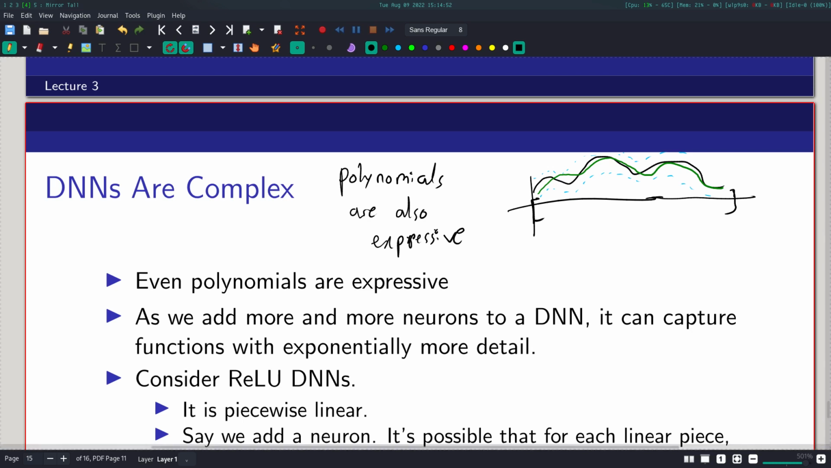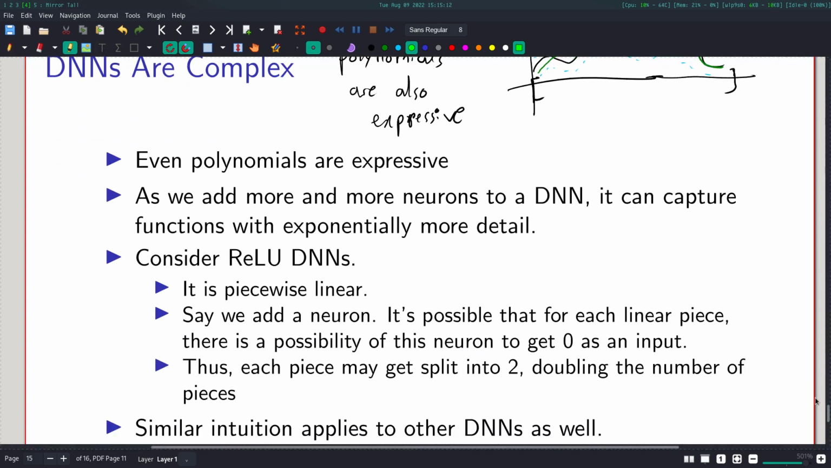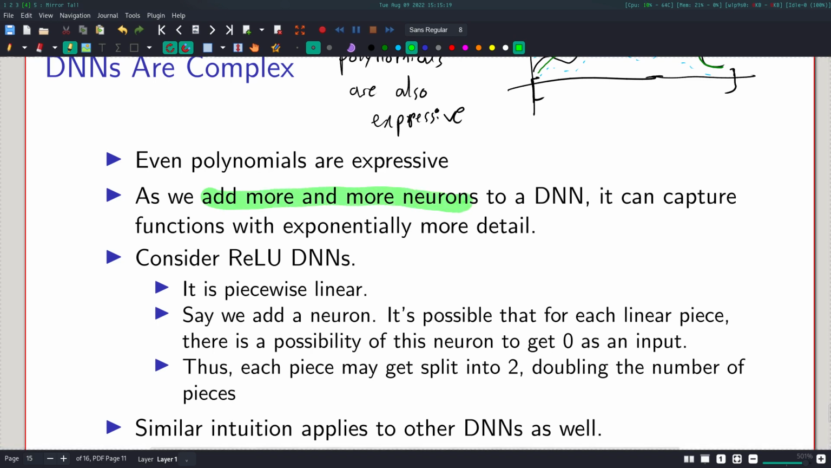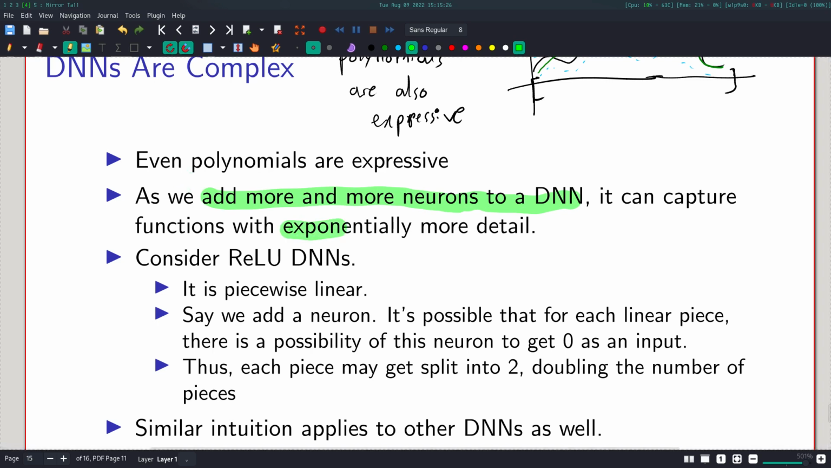So you can ask me, okay, if polynomials are also expressive, then polynomials are very easy to analyze. Polynomials are things that we understand very well. So just because they're expressive, why are neural networks so hard to analyze? And here's where the third measure of why this thing is hard comes in. It is that DNNs are complex in the sense that if we add more and more neurons to a DNN, then the complexity of the functions it can capture will be exponentially more.